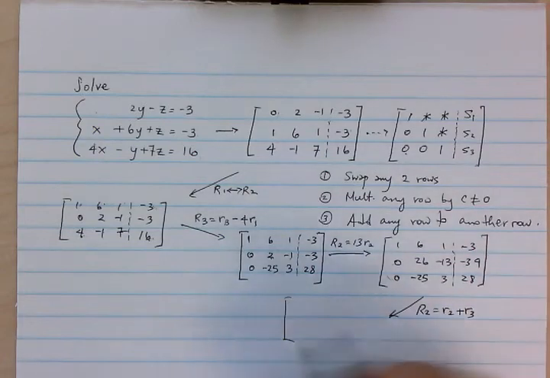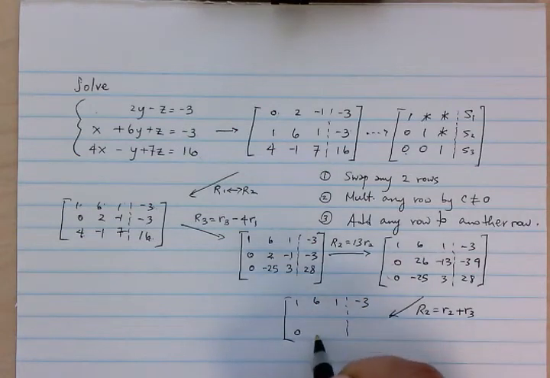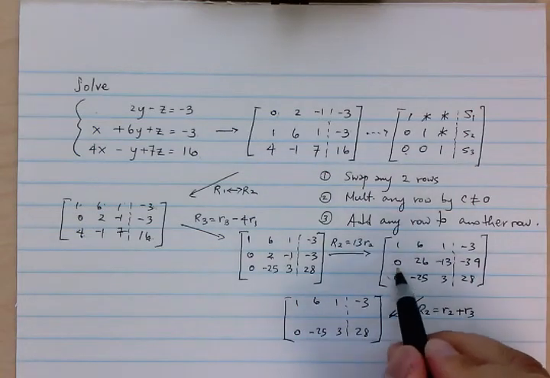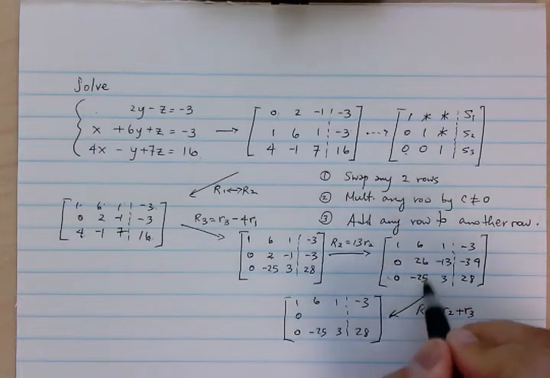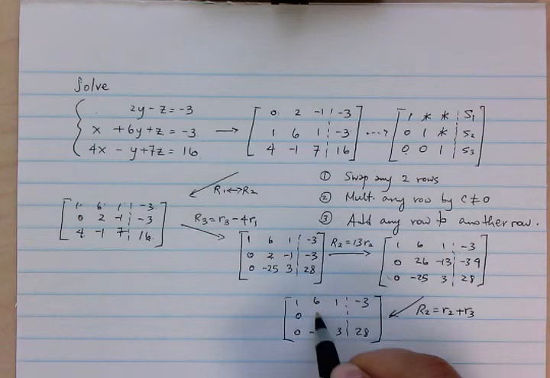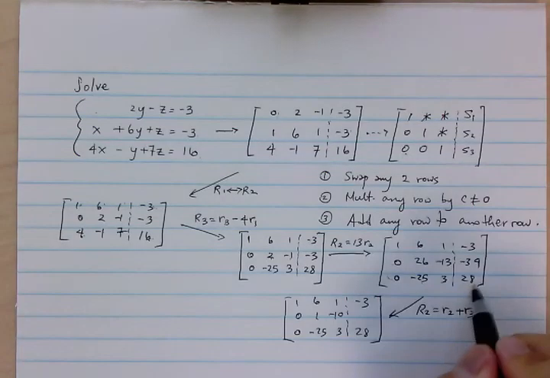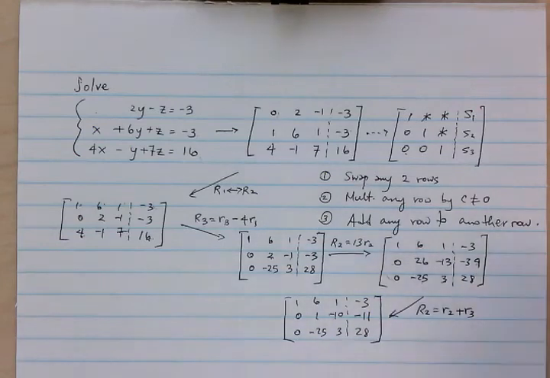Let's write that down. We have 1, 6, 1, -3. The bottom row is 0, -25, 3, 28. Now we're going to take the bottom row and add it to the middle row. 0 plus 0, 0. -25 added to 26, we get 1. 3 added to the -13, we get -10. And then 28 added to the -39, we get -11.